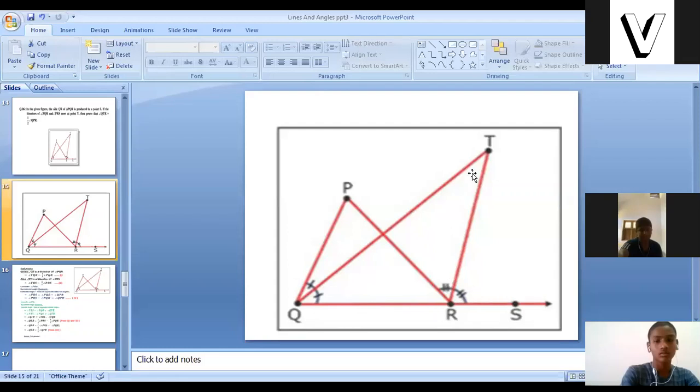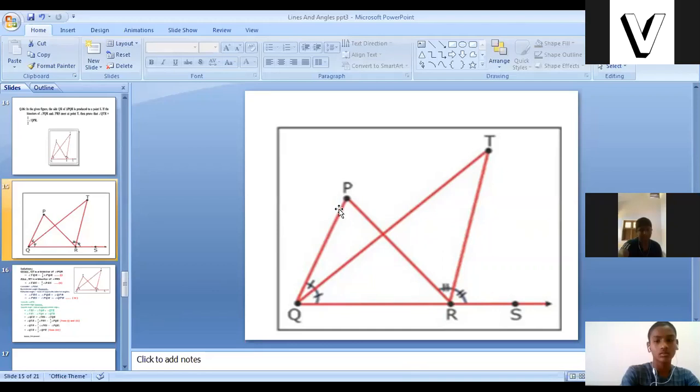again RT is the bisector. So once again, RT is dividing this exterior angle into two equal parts. Got it? So these two bisectors are intersecting each other. QT and RT are intersecting at a point T. So one more triangle is formed, other than PQR. Is it clear, children? Yes, ma'am.